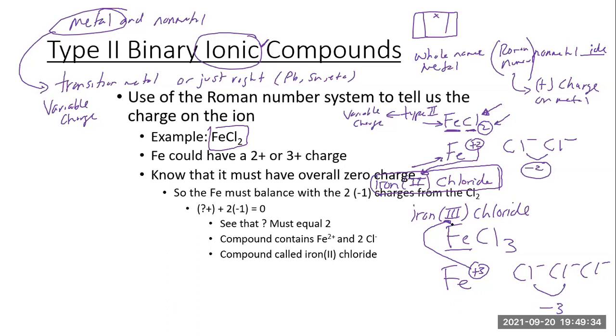So really, when we're dealing with type 2, because they can have a variable type of charge, we need to tell the person, hey, in this case, we're dealing with the iron with a +2 charge. In the other case, we're dealing with the iron with a +3 charge. Any questions on that there?